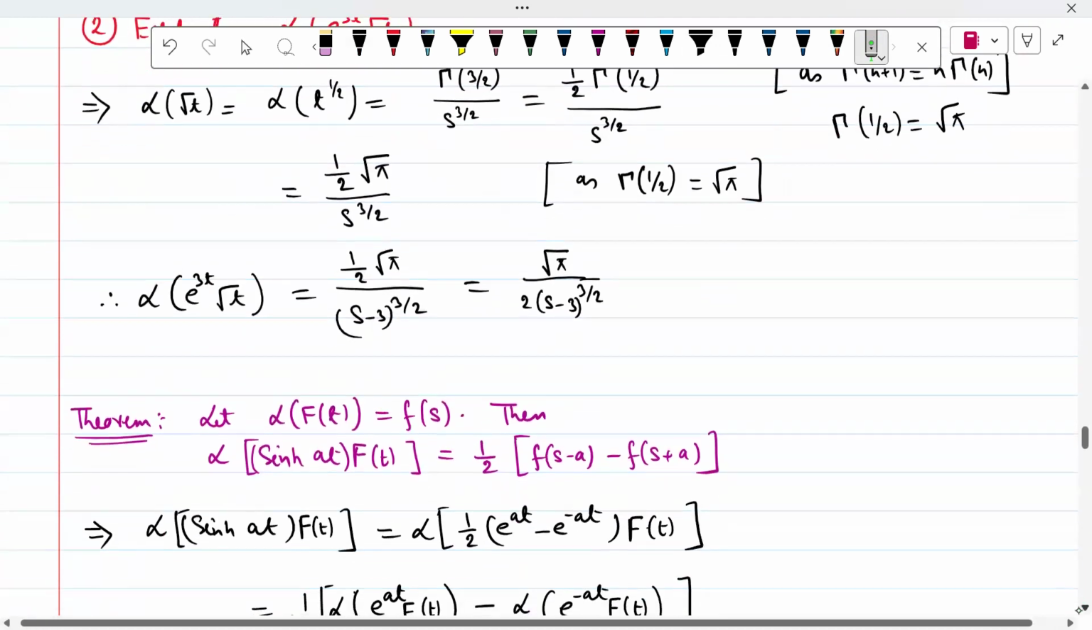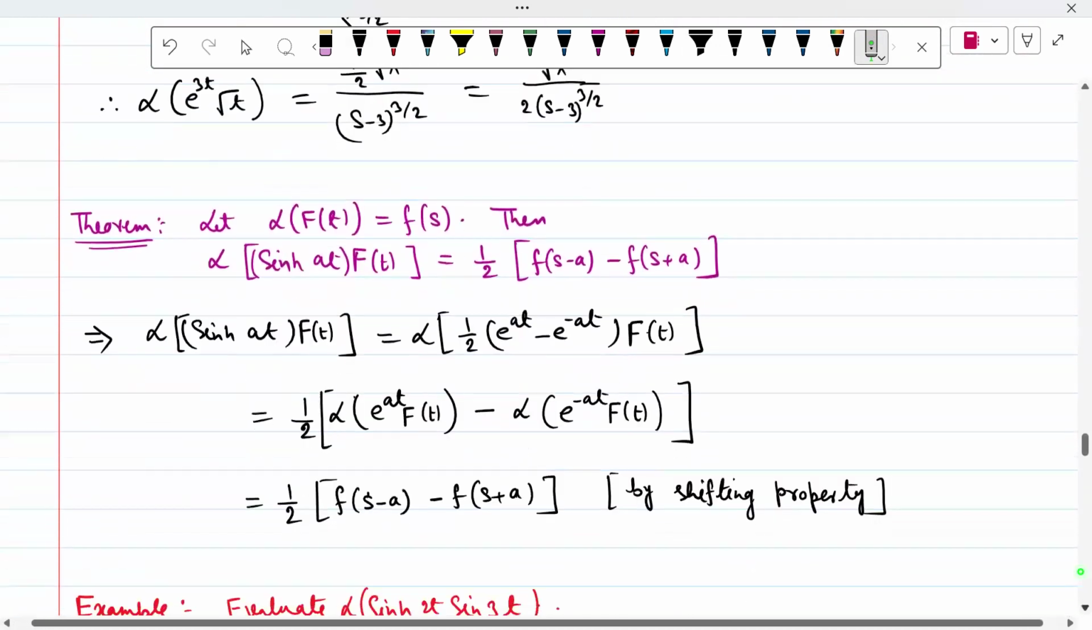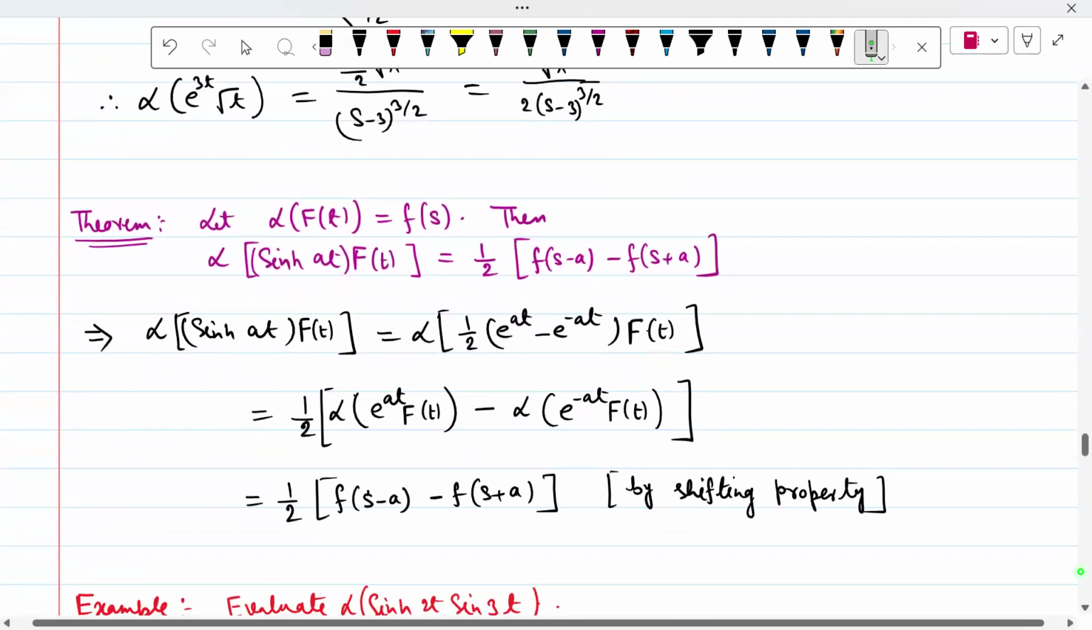Now another result, which we can consider as a theorem. If the Laplace transform of f(t) is given by F(s), then the Laplace transform of sine hyperbolic at times f(t) is given by half of F(s minus a) minus F(s plus a). The proof is again simple. We write the Laplace transform of sine hyperbolic at times f(t). Now put in the value of sine hyperbolic at. What is it? It is half of e to the power at minus e to the power minus at, into f(t).